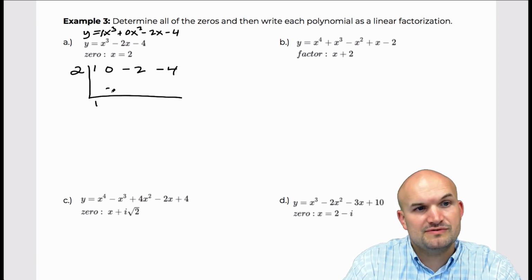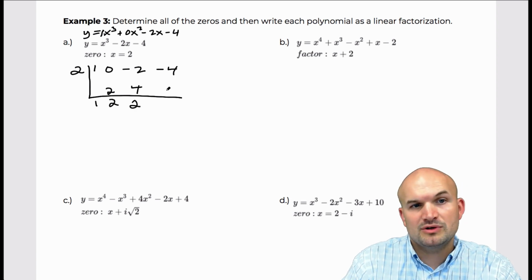1 times 2, which gives you 2. You add 0 plus 2, which gives you 2. Multiply 2 times 2, which equals 4. Add these rows and you get positive 2. And then multiply 2 times 2, which then equals 4.